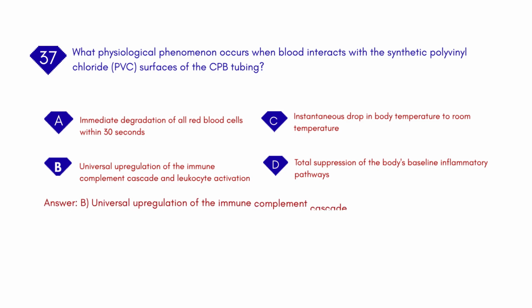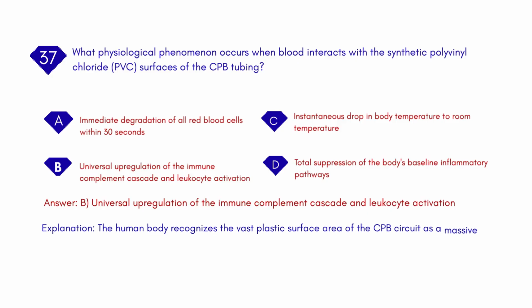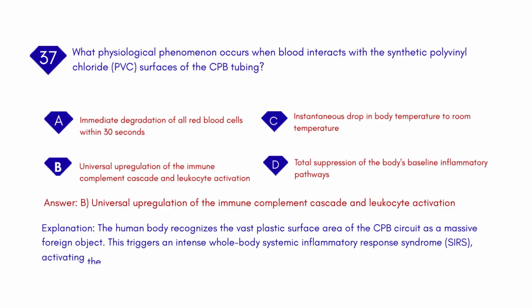Answer: B. Universal upregulation of the immune complement cascade and leukocyte activation. Explanation: the human body recognizes the vast plastic surface area of the CPB circuit as a massive foreign object. This triggers an intense whole-body systemic inflammatory response syndrome, SIRS, activating the complement system, platelets, and white blood cells.